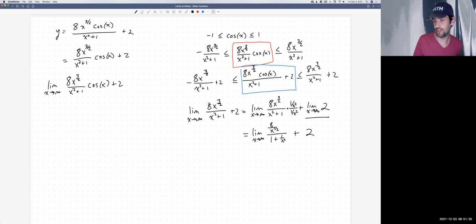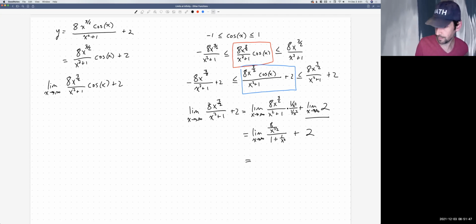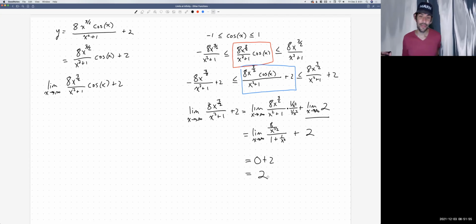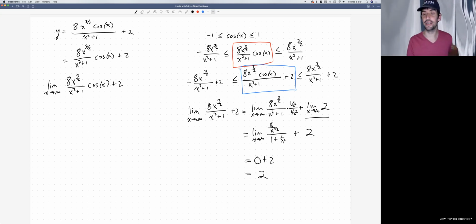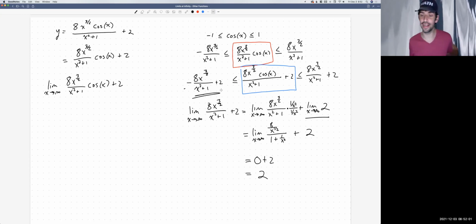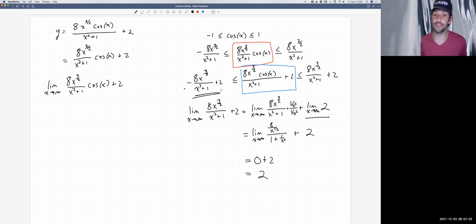Well, this limit we now know how to take. 1 over x squared in the denominator becomes 0. 8 over x to the 1/2 also becomes 0 because that x to the 1/2 grows without bound. So the limit in the numerator is 0, which means the limit of this fraction is 0 since the bottom limit is 1. We get 0 plus 2, or 2. The same thing will happen on the negative side, right? That negative won't change anything about that 0.